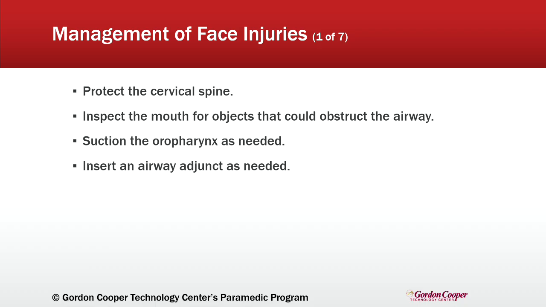You must protect the cervical spine. Open the airway using the jaw thrust maneuver while a team member holds the head in the neutral position. If the patient reports severe pain or discomfort from movement, immobilize the head and neck in the position that you found them. Inspect the mouth for any objects that could block the airway and remove them, then suction the oropharynx as needed. Insert an airway adjunct as needed.